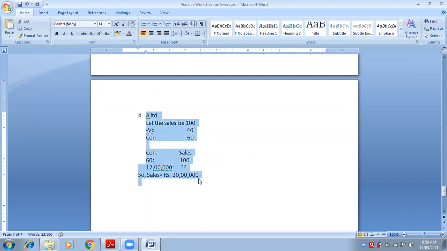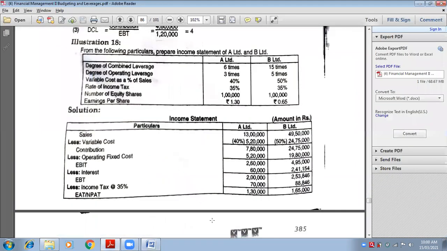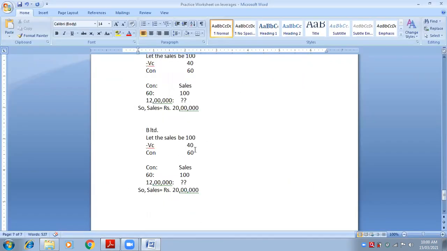Similarly, we have to do it for B Limited also. This is for B Limited. Let the sales be 100. But now for B Limited, variable cost is 50%. Can you see in the question? Variable cost is 50% of sales. So here we will write 50%. 100 minus 50, contribution is also 50.